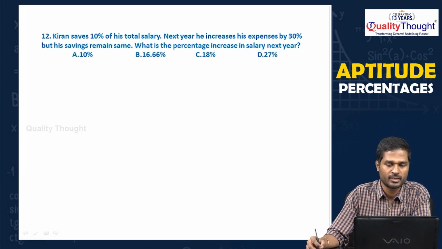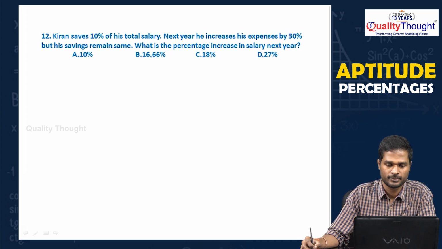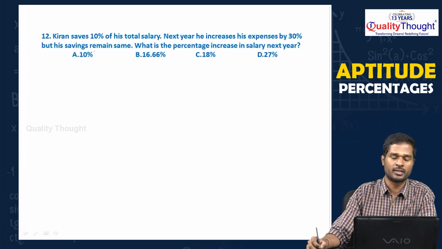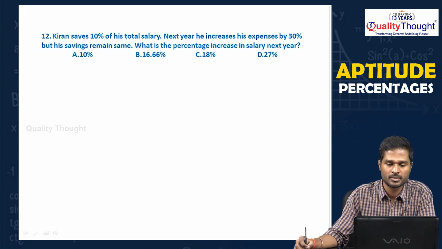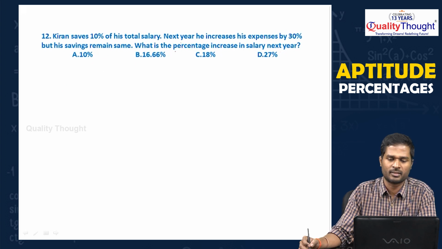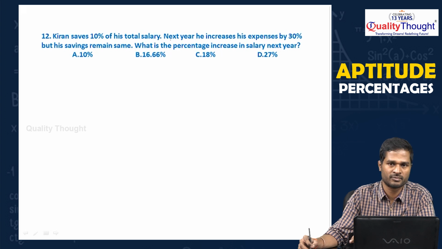The question says, Kiran saves 10% of his total salary. Next year, he increases his expenses by 30%, but his savings remain the same. So, what is the percentage increase in salary next year? We don't know what his salary is in the first year, but he saves 10% of that salary in the first year. But in the next year, his expenses were increased by 30%, but savings were the same.